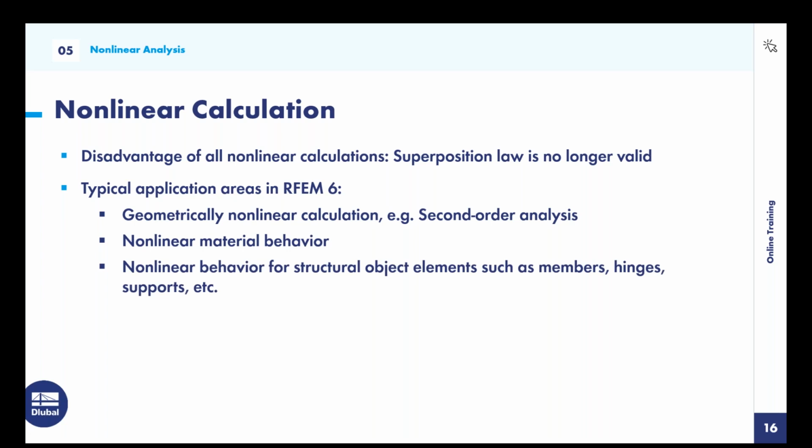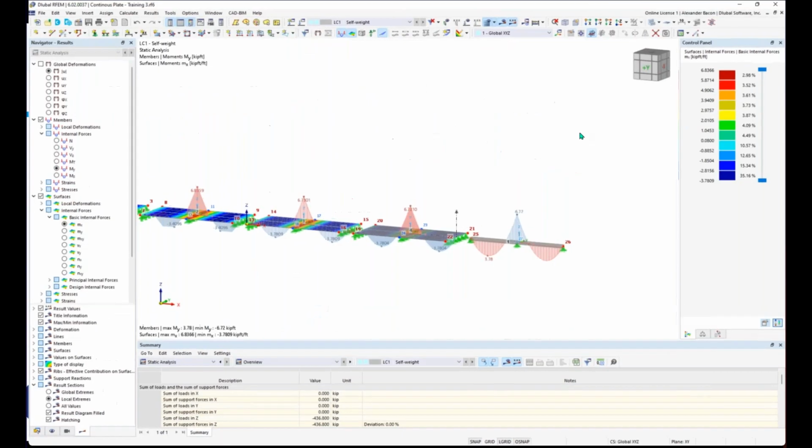And then we also have nonlinear behaviors for structural objects like members, hinges, and supports, for example. So I'll be showing examples of all three of these areas in RFEM 6 after this. Also, keep in mind that these types of calculations increase accuracy, so this is an advantage, but another disadvantage is that the calculation time can also increase when it comes to adding nonlinearities. So now let's go back to RFEM and go through some examples.